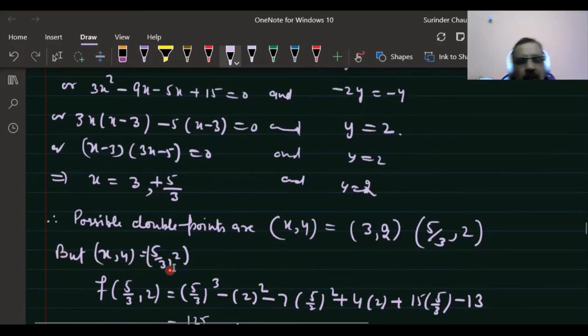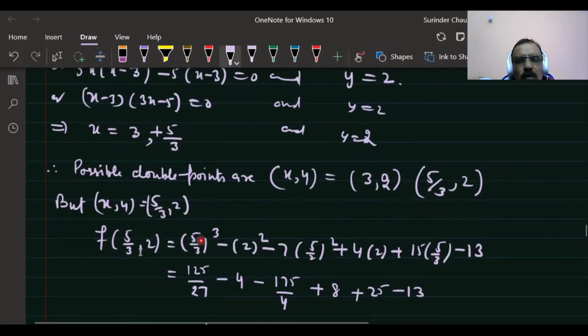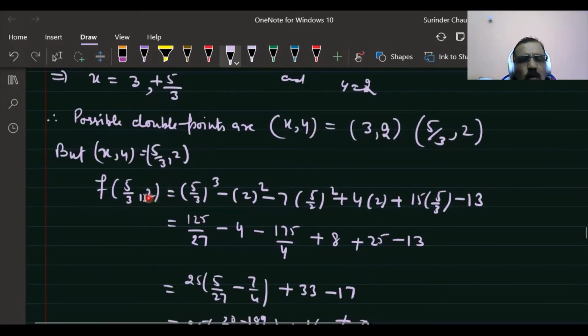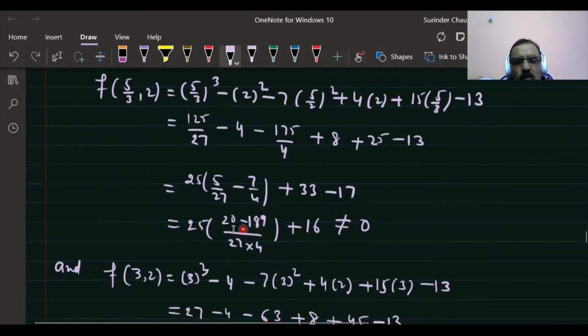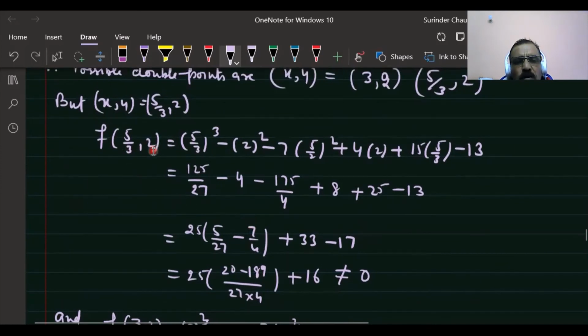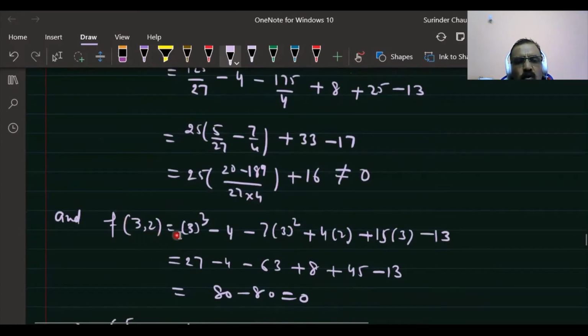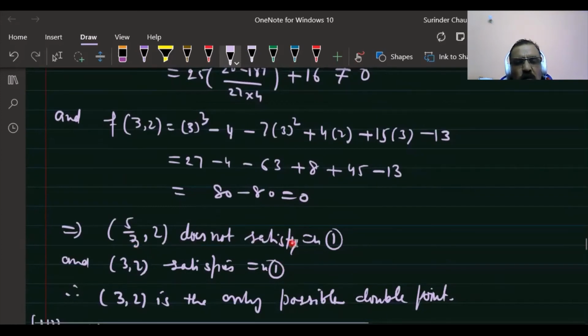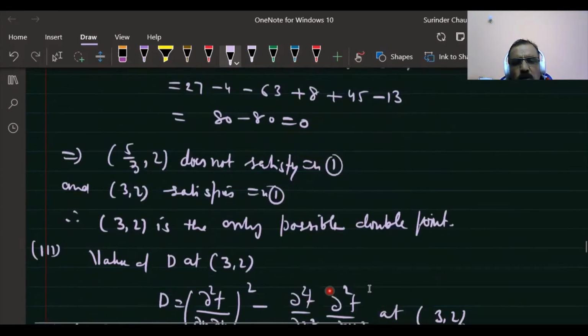Now we'll check whether they are double points. We substitute their values: if this ordered pair satisfies the equation f(x, y) = 0, then they are double points. So put x is equal to 5 by 3 and y is equal to 2 in f(x, y). We'll find that this is not equal to 0. So (5/3, 2) is not a double point. Now the other point (3, 2) satisfies f(x, y) = 0. So this is the only possible double point.